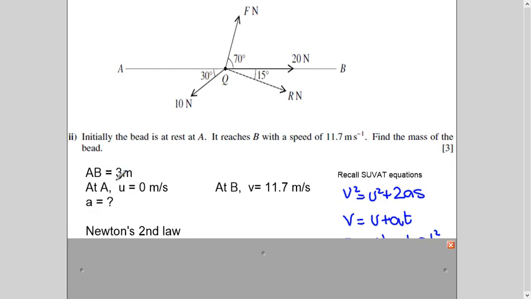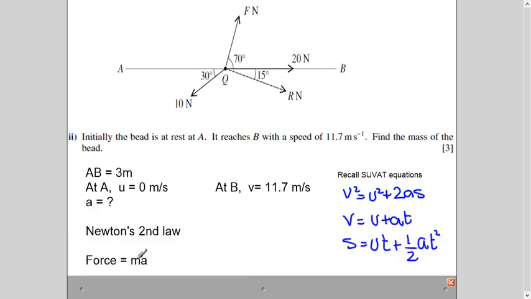So AB length 3 meters, at A the velocity is 0, at B the velocity is 11.7, and I have to find the mass. Now if I have to find mass, it means I need to use this equation, Newton's law: force is equal to mass into acceleration. So mass I have to calculate, but do I have acceleration right now? I don't. So first of all I will use SUVAT equations to calculate a. There's one more SUVAT equation; I was just writing it here to help you recall it.